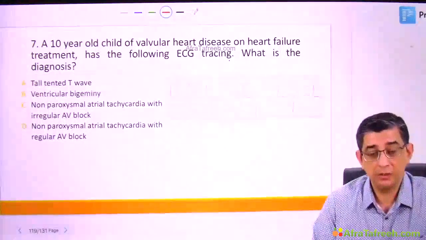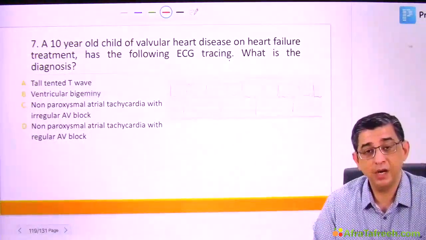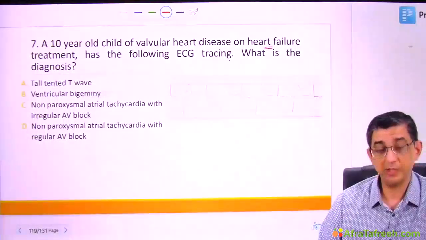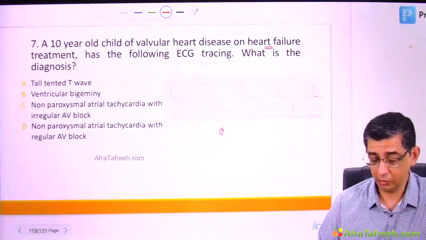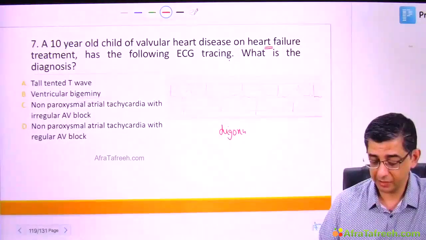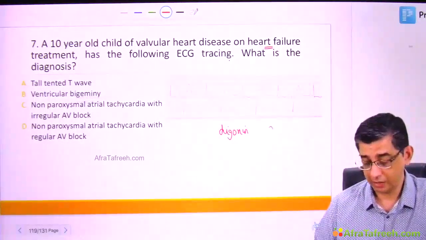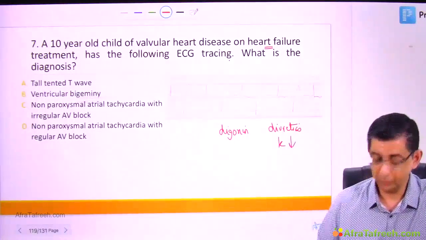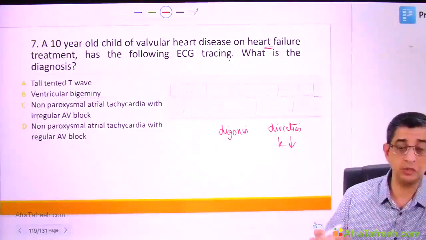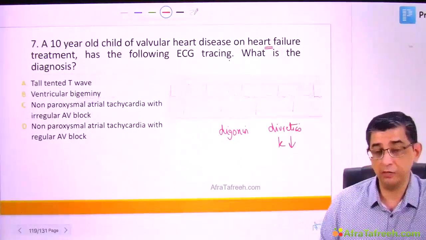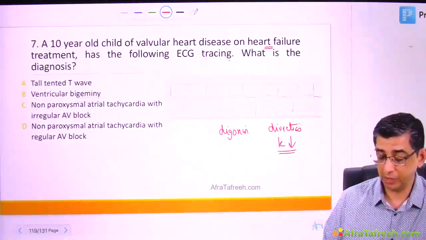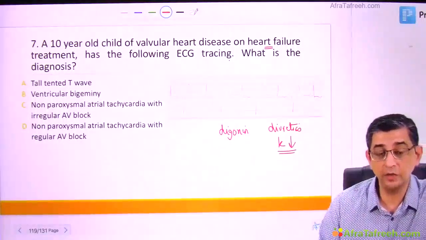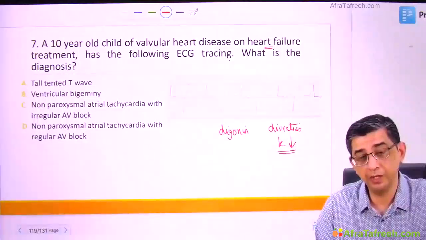The next question talks about a child with valvular heart disease on heart failure treatment with the ECG tracing given. Now, first and foremost, if a kid is in heart failure, what are the drugs that are used? One of them used in pediatric congestive heart failure is digoxin, and the second is diuretics. And I'm aware that diuretics cause hypokalemia. So my thought process is, is this ECG showing evidence of hypokalemia? I've explained to you that hypokalemia per se would have a decrease in the height of the T wave, an increase in the height of the P wave, and there would be a pseudo P pulmonale present.